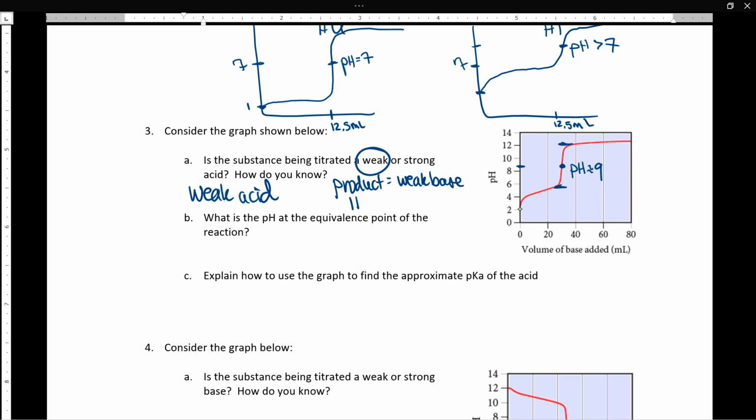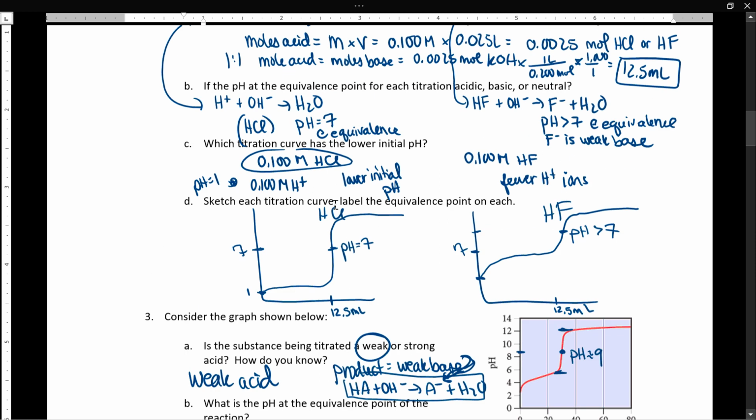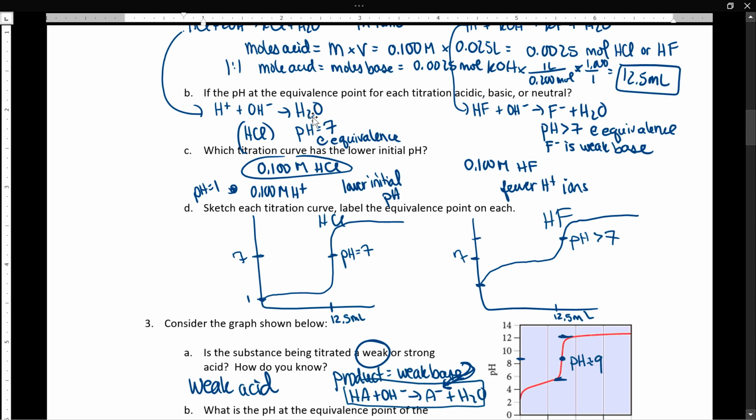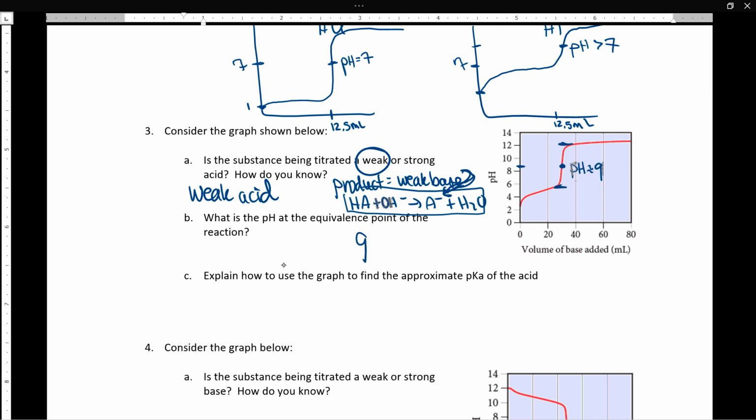And as a reminder, this is what that net ionic equation looks like. You've got a weak acid, you're adding hydroxide, and this is what I'm talking about when I say the product is the weak base. This A- right here, that's what's causing the solution to be basic at equivalence. If it were a strong acid, we'd be making water, and we'd expect it to be neutral at equivalence. Okay, so pH at equivalence is 9. I already answered that one. Boom.